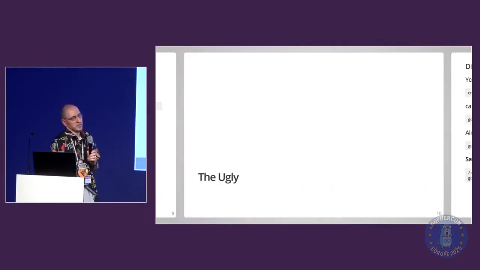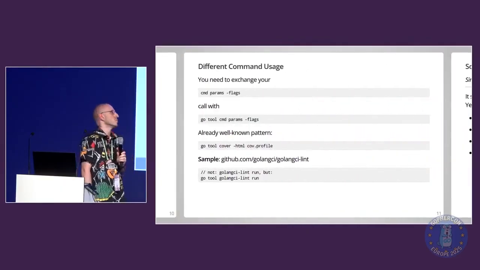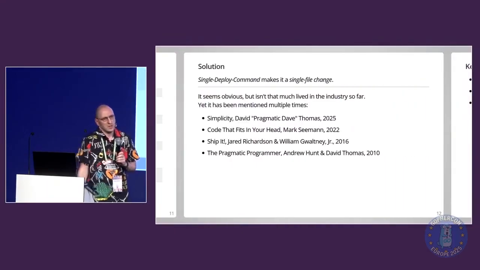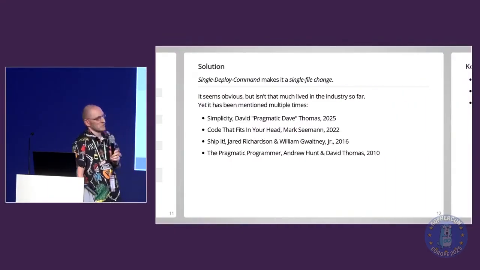That's very opinionated. I think how the tooling works is very ugly, because instead of just calling the command with all the parameters and flags as you used to, you have to prefix it with go tool. The pattern is not unknown. We do go tool cover for coverage reports if you want to have the HTML report, but to me it feels very uncomfortable to not call the tool directly, but call a tool that calls the tool.